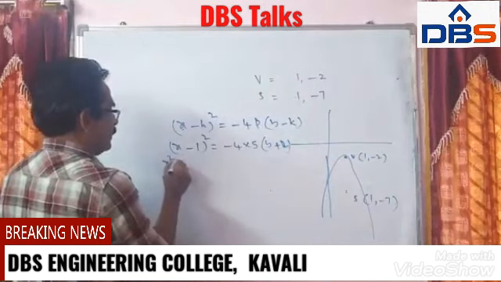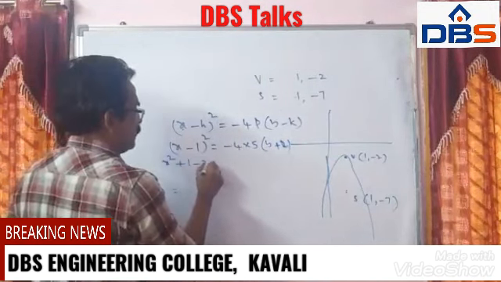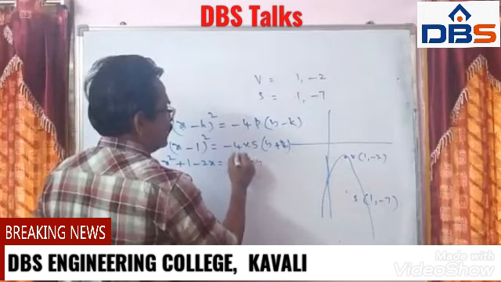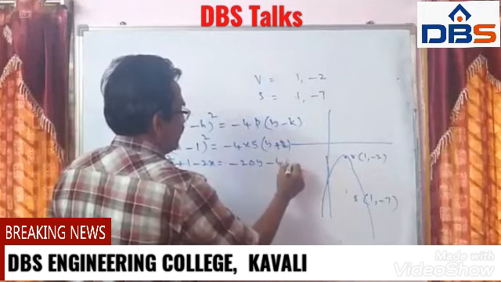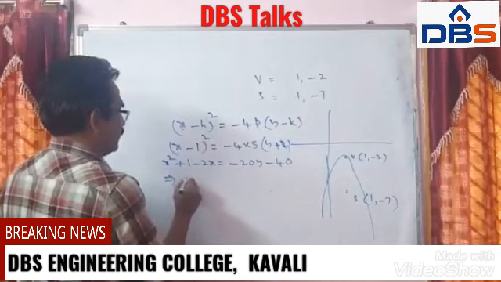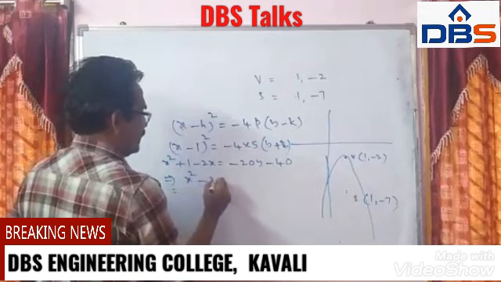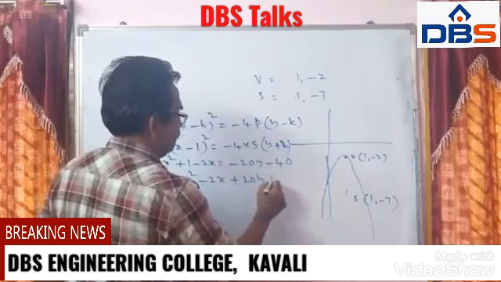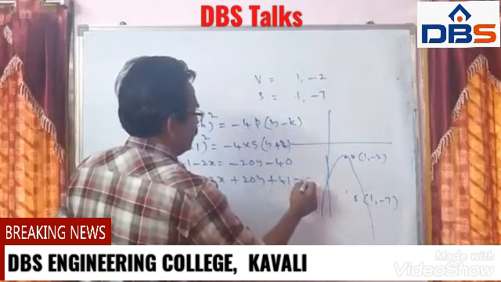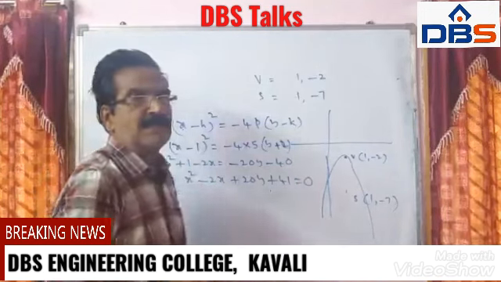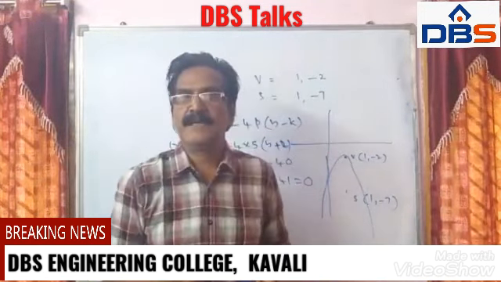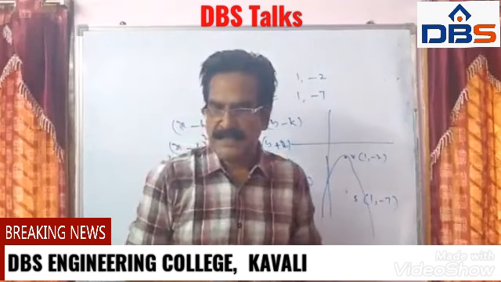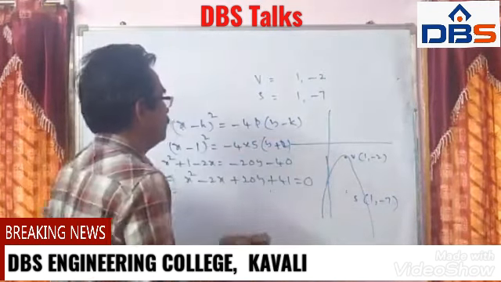So x square plus 1 minus 2x is equal to minus 20y minus 40. It implies x square minus 2x plus 20y plus 41 is equal to 0. This is the required equation of the parabola, friends. So that is one thing. Let us see another problem.